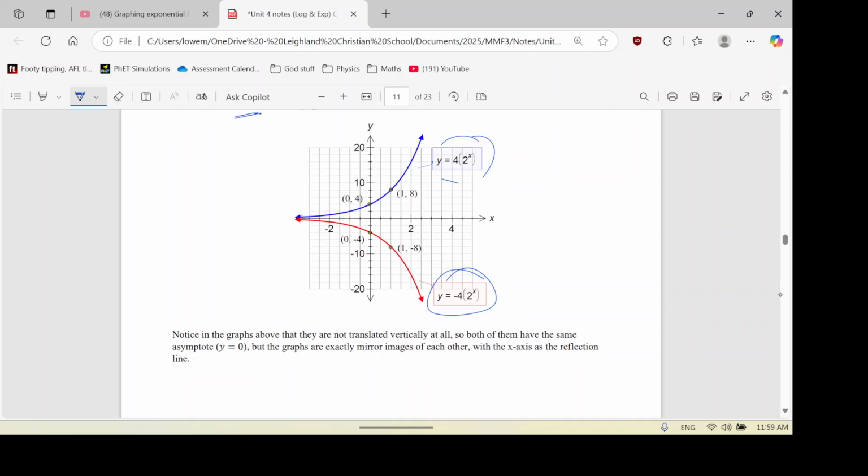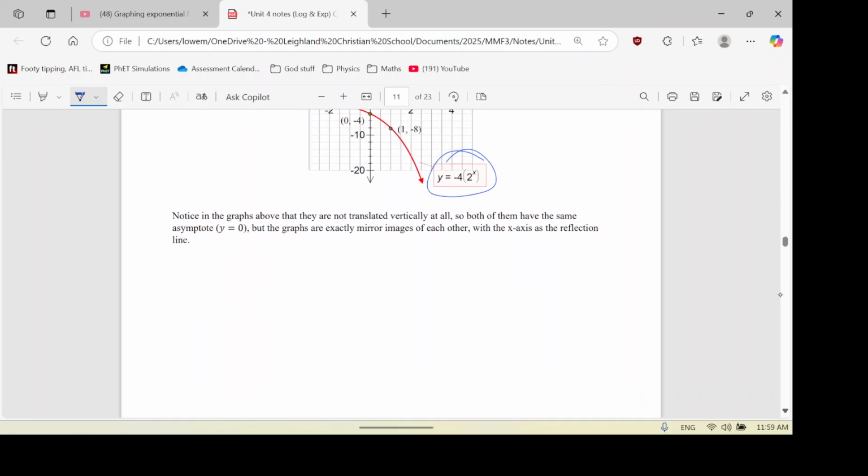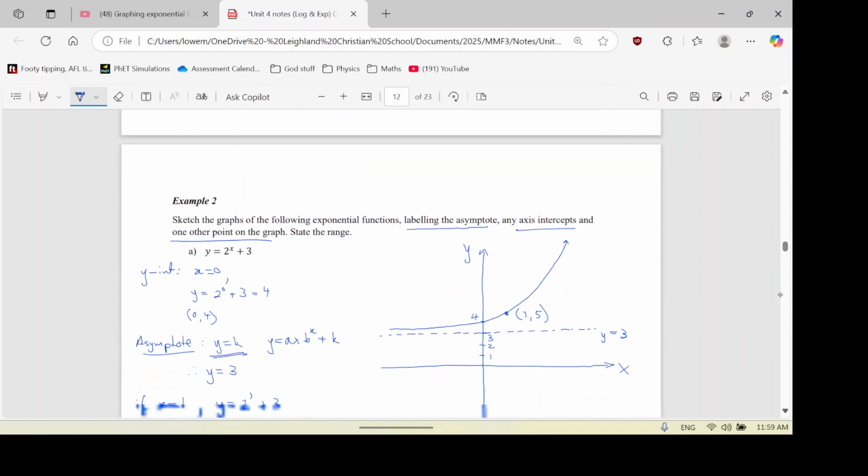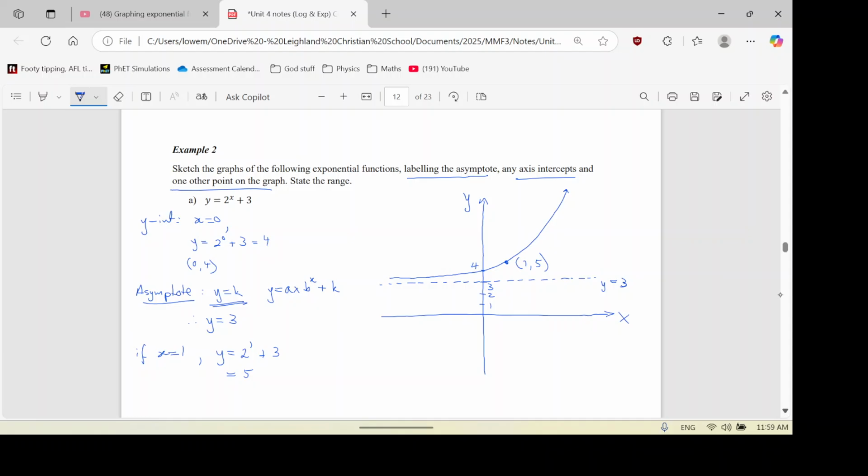Notice that reflection is not changing the asymptote. The only thing that changes the asymptote is the vertical translation, that value of k on the end. All right, let's just have a look at this example here as the only example we've got just for sketching the graph. And this is basically what you need to do for all exponential functions. We want to label the asymptote. So we put the asymptote in as a dotted horizontal line.